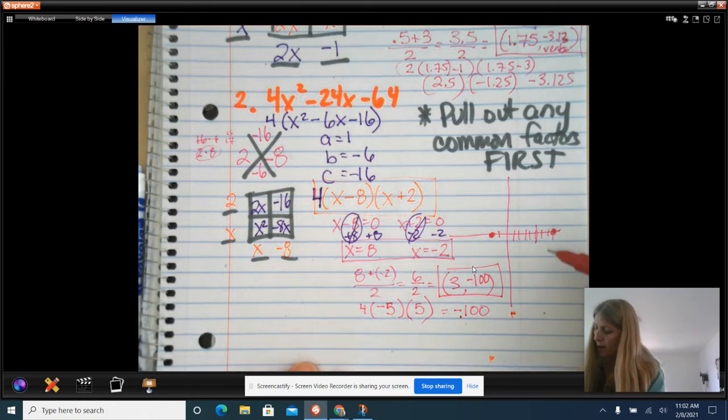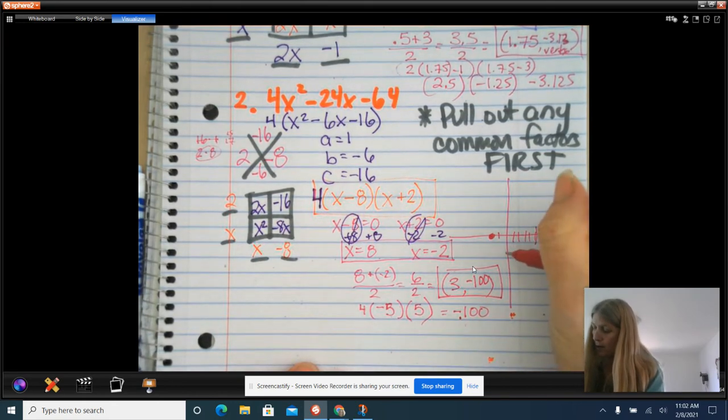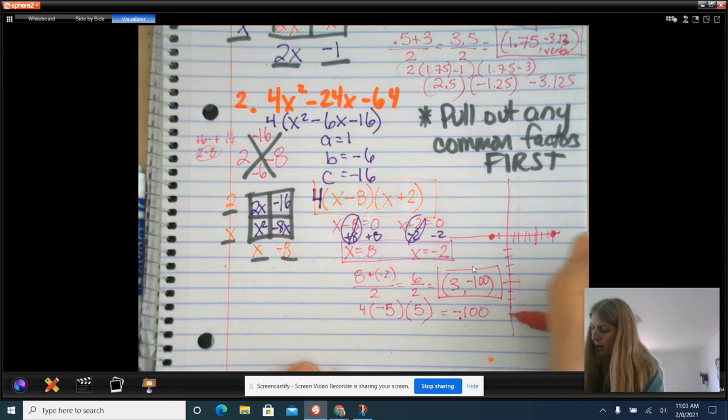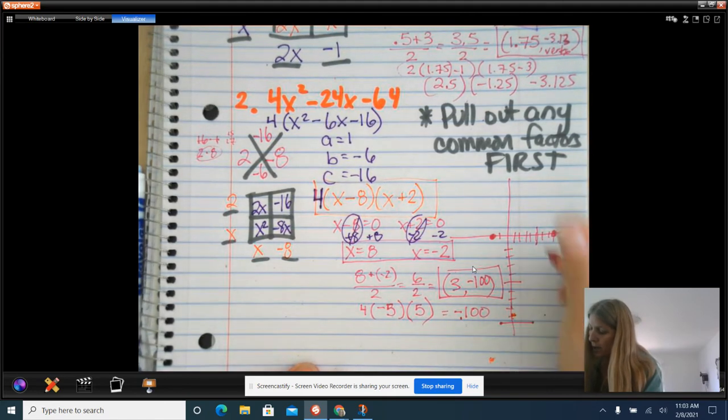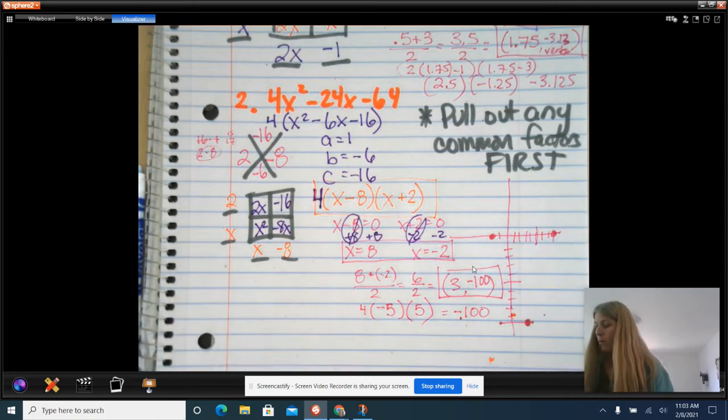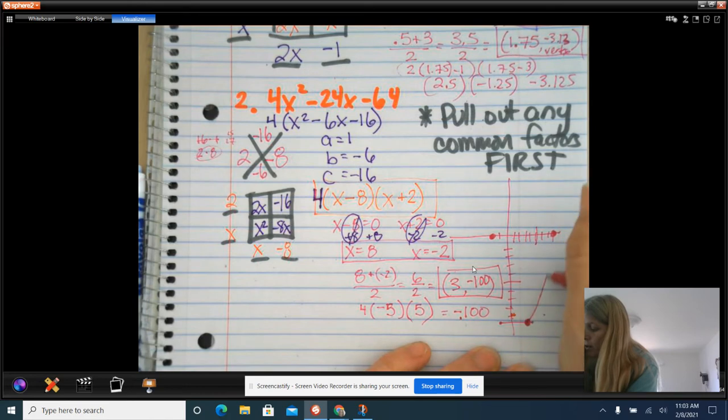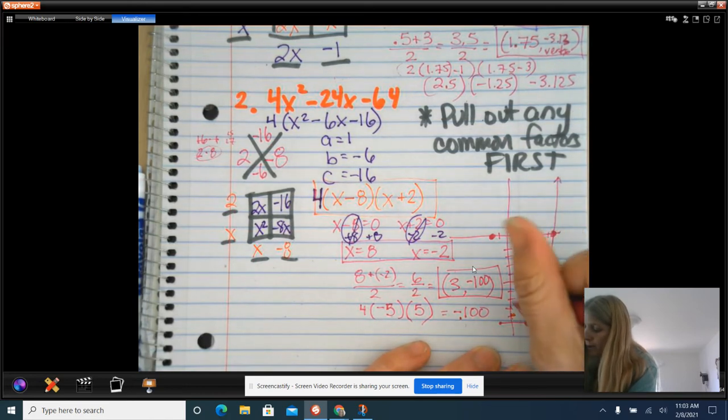So that is going to be 3. And then all the way here, let's count by tens. 10, 20, 30, 40, 50, 60, 70, 80, 90, 100. So that's going to be all the way down here. And then we do have our y-intercept as well. We can do our smooth curve.